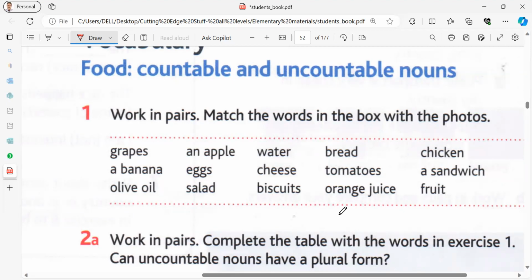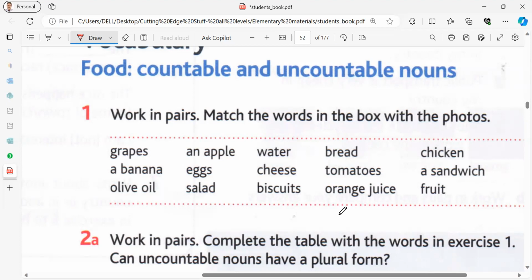Welcome. Ibrahim, can you read, please? Grapes. A banana. Olive oil. What does that mean? Zeyt zaytun. Olive oil. An apple. Eggs. Salad. Water, cheese, biscuits, bread, tomatoes, orange juice, chicken, a sandwich, fruit.